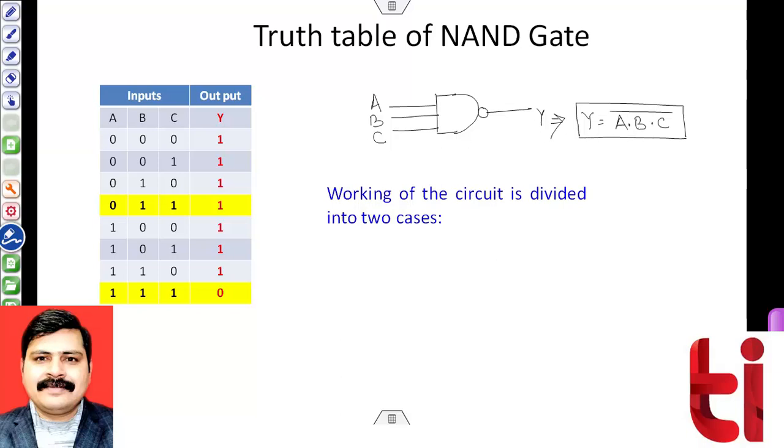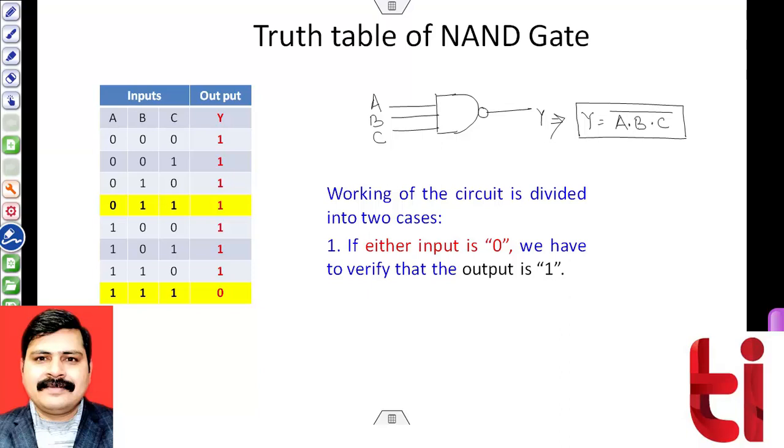So in order to understand the working of my circuit, it is entirely divided into 2 cases, where my case number 1 is, you can check if either input is 0, that means we are representing from 0, 0, 0 to 1, 1, 0 cases, the total 7 combinations. If either input is 0, then you can check from the output of the truth table. We have to verify that the output should be equal to 1. So this we have considered case number 1.